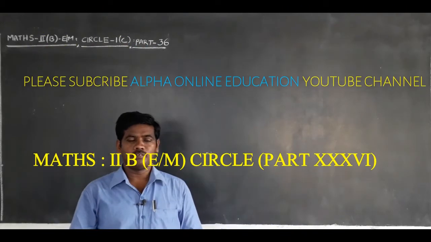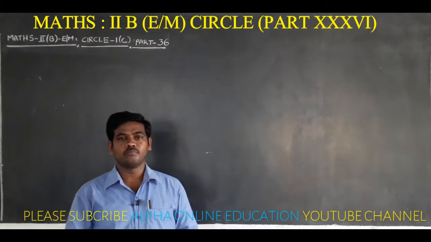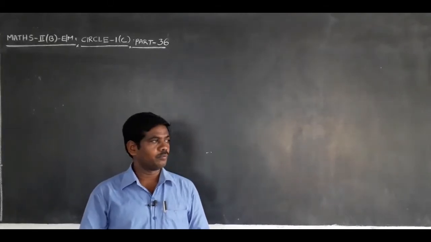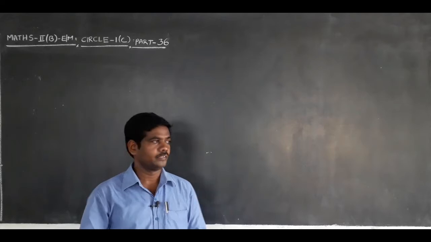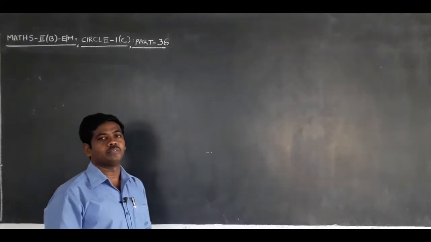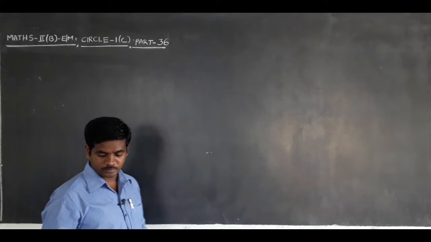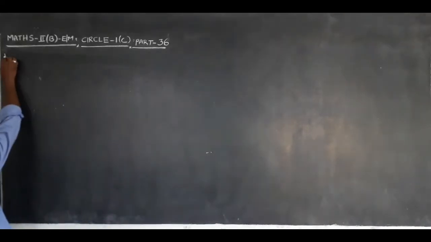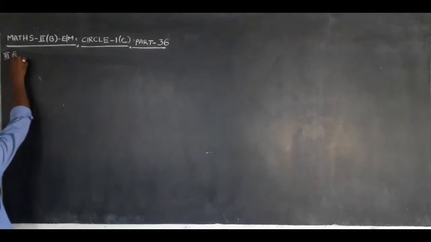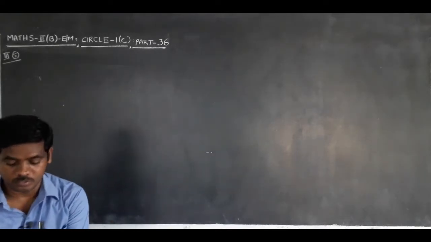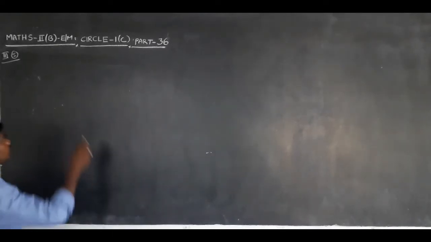Today we find the equation of the tangent and a normal to the circle at a point. This is Exercise 1C, third bit, fifth problem.